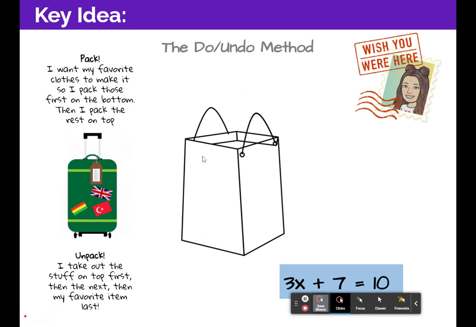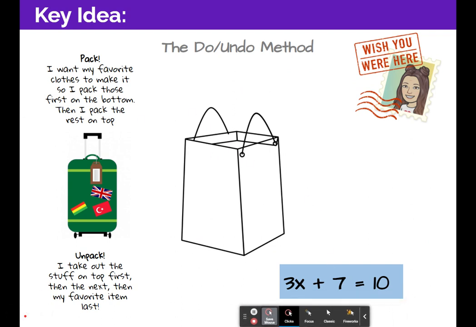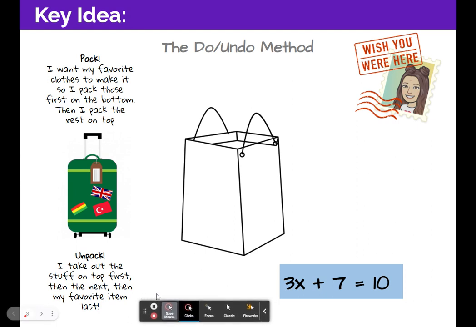Here's our luggage, and here's our equation down here in the corner, 3x plus 7. The x is going to be our favorite clothing. Your favorite shirt, your favorite jacket, your favorite pants, whatever it is, that's going to go into my luggage first, and it's going to be at the bottom of our suitcase. Then we're going to pack in order of operations order. Whatever comes next in order of operations. In this case, the times 3 is what happens to this x first.